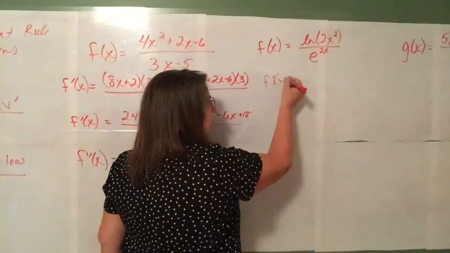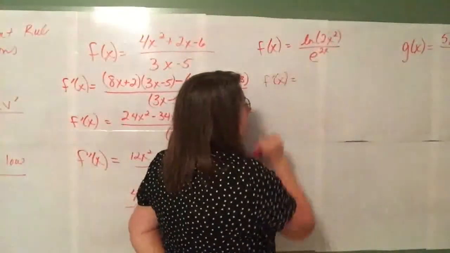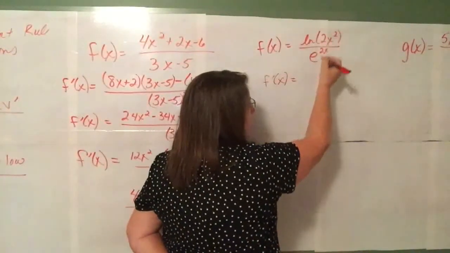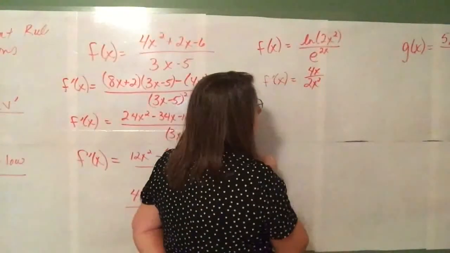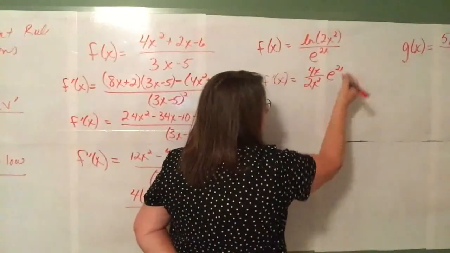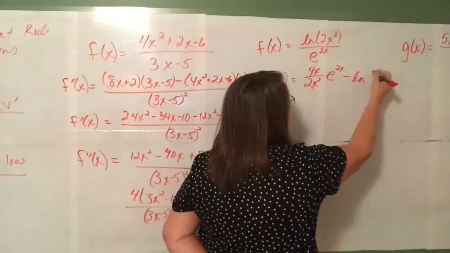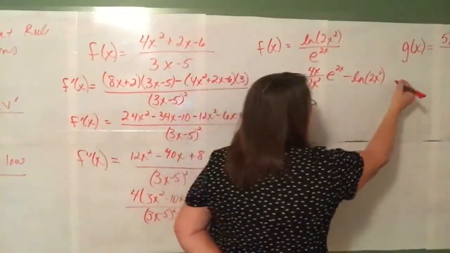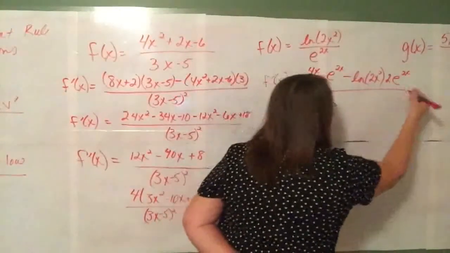So if I do f prime of x, I'm going to take the derivative of the top. The derivative of a natural log is the derivative over the original. So 2x squared, the derivative of that is 4x, and we put that over the original, 2x squared, times the original bottom, which would be e to the 2x, minus the original top, natural log of 2x squared, times the derivative of the bottom, that would be e to the 2x times 2. And then that's over the bottom squared.